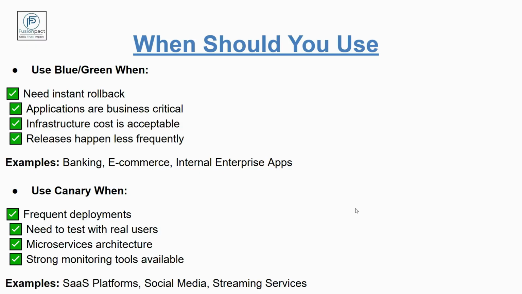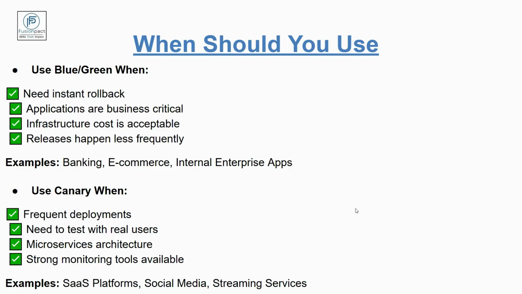So when we deploy our application, which approach should we use? Use blue-green deployment when we need instant rollback, for business-critical applications, when infrastructure cost is acceptable, and when releases happen less frequently. That is when we can use blue-green deployment, for example in banking applications, e-commerce platforms, and internal enterprise apps.